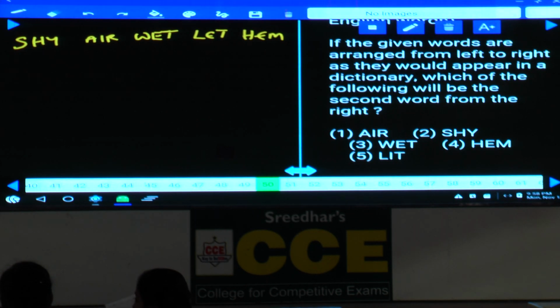Highest and second highest. What is the highest here? W is highest, psi is the second highest. Hence, what is your answer? Psi, that is choice 2. No need to work out this one.